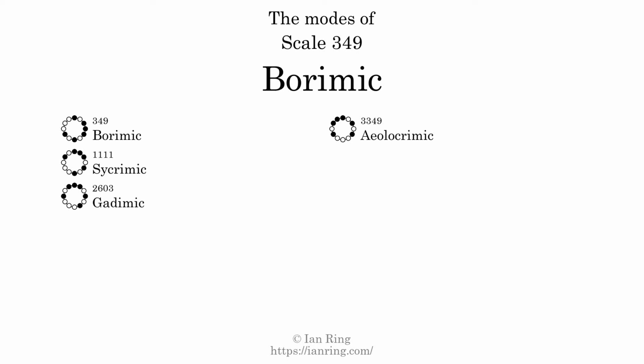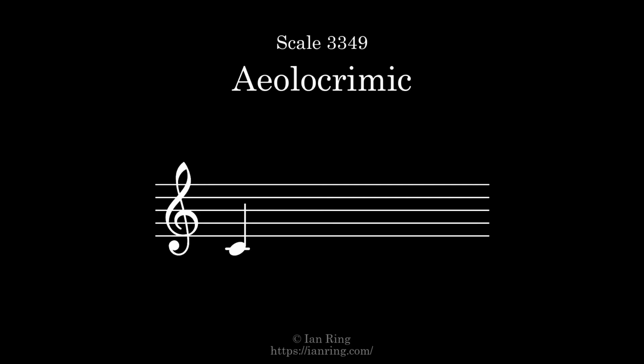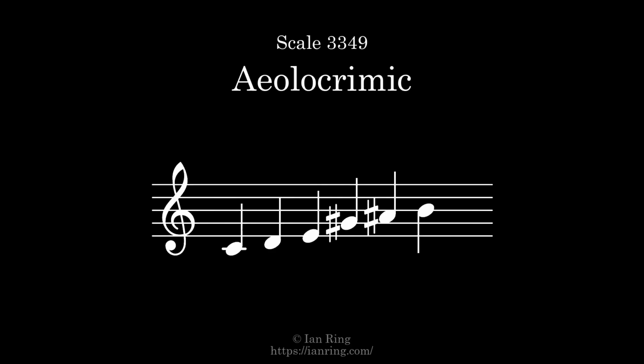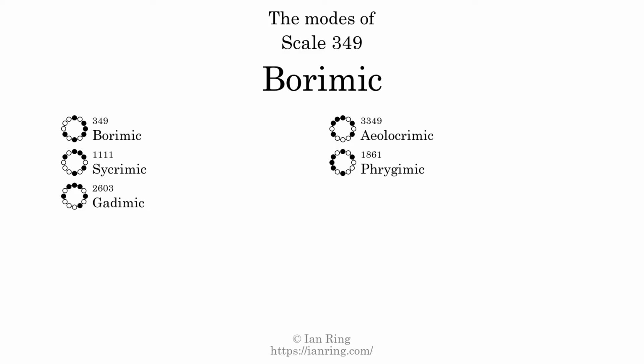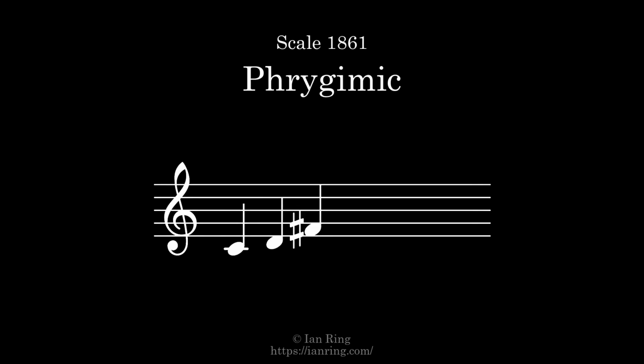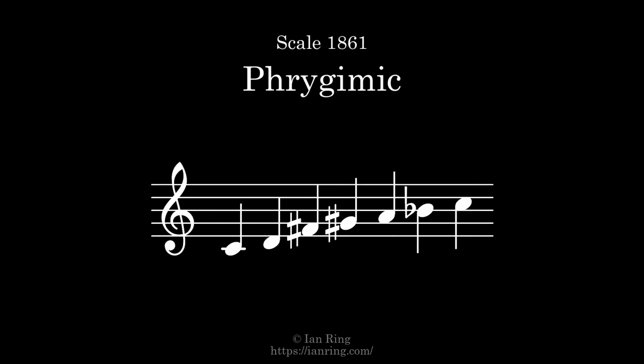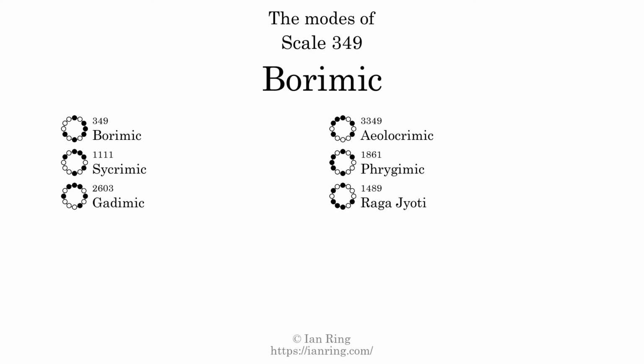The fourth mode is scale 3349, also known as acrimic. It sounds like this. The fifth mode is scale 1861, also known as phrygiamic. It sounds like this. The sixth and last mode is scale 1489, also known as raga jyoti. It sounds like this.